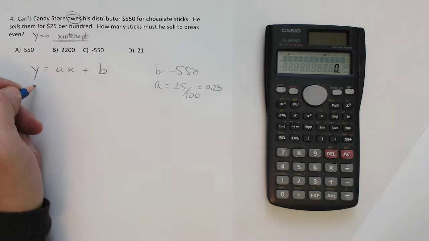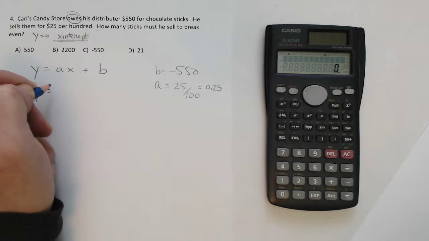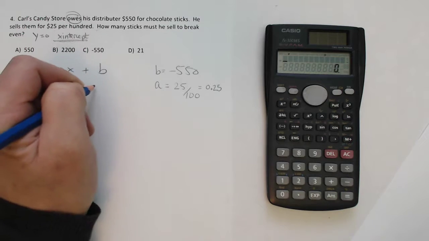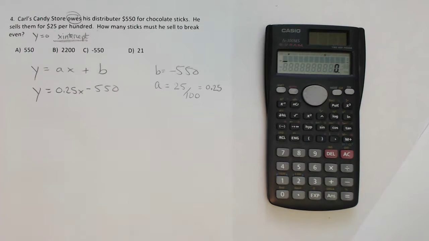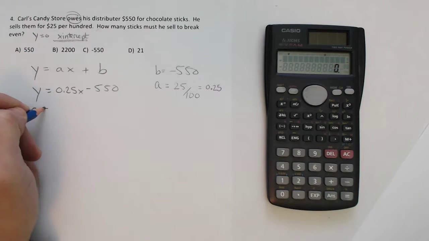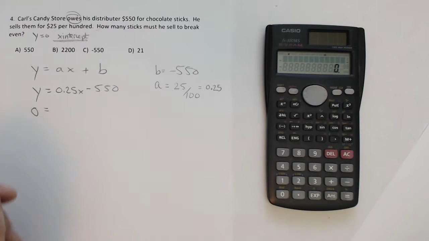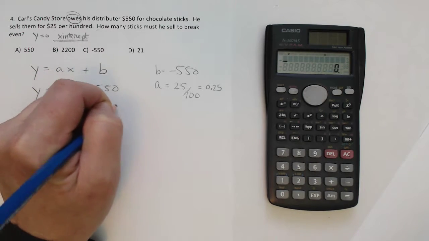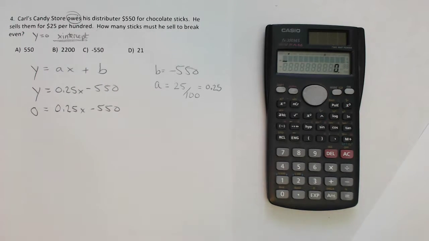So we'll write that equation. y is equal to 0.25x minus 550. And then we're going to put a 0 in for the y, because we know the y is 0 at the x-intercept, and we're trying to find what that x is. 0 = 0.25x minus 550. And now all we have to do is solve for x.